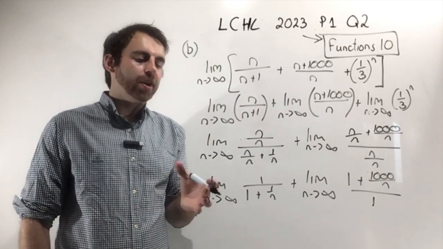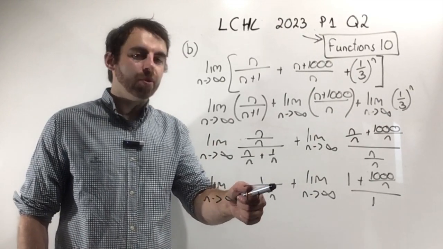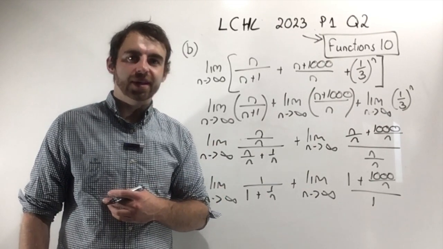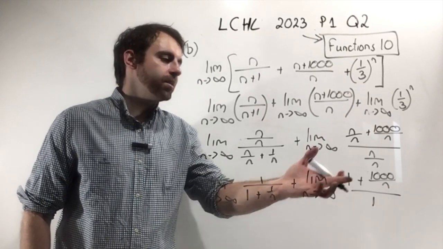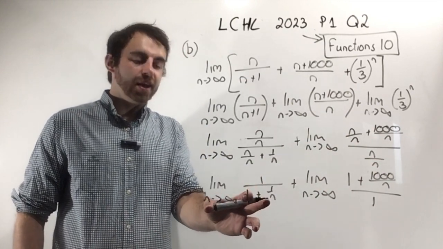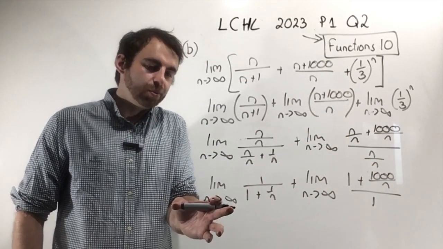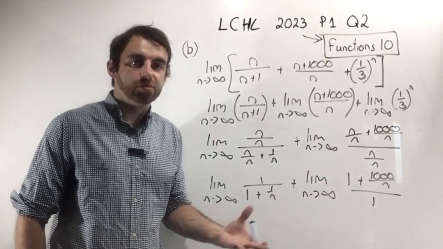Now, we need to think what would happen if I actually subbed in infinity here. Well, remember, any number divided by infinity is simply 0. So 1 over infinity is 0. Same, 1,000 over infinity is also a 0. So basically, if I subbed in n equal to infinity, 1 over n just becomes a 0, and 1,000 over n just becomes a 0.